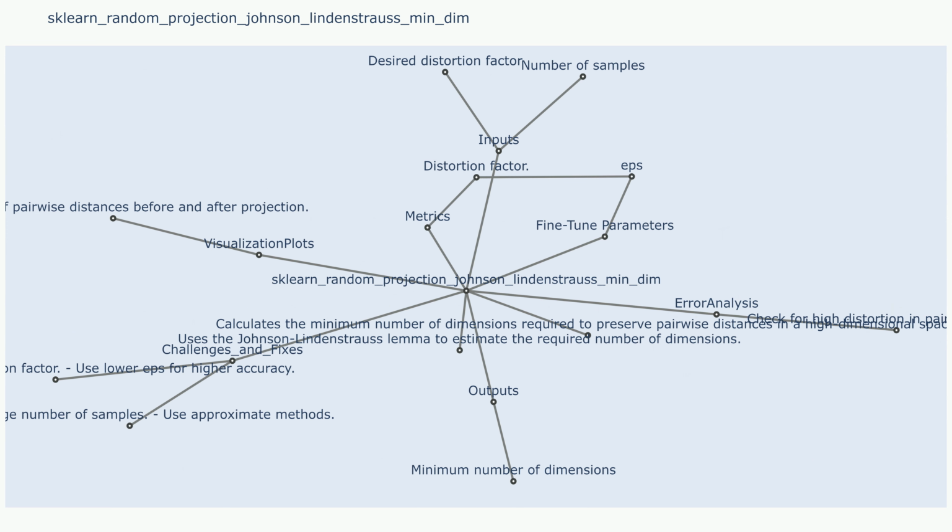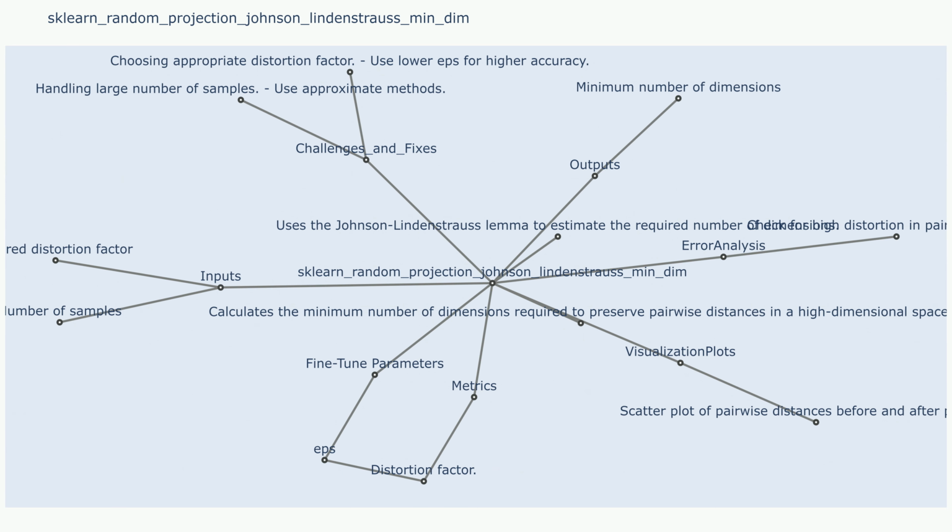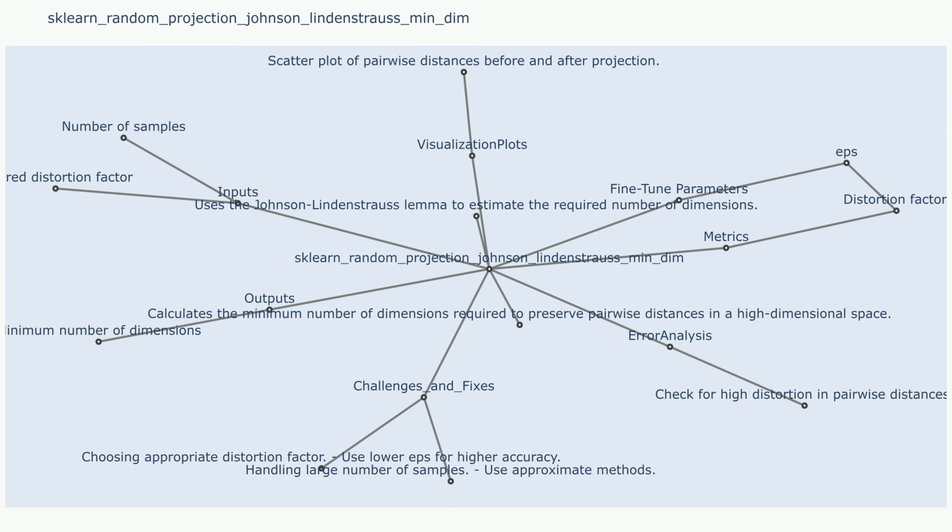Challenge 2: handling datasets with high intrinsic dimensionality, where the data points are inherently complex and require a large number of dimensions to represent, can be challenging for dimensionality reduction techniques. Sample use case that resulted in challenge 2: applying the Johnson-Lindenstrauss lemma to a dataset with a high number of features and complex relationships between data points may result in a substantial loss of information due to the dimensionality reduction.